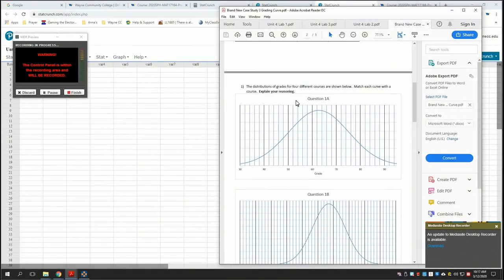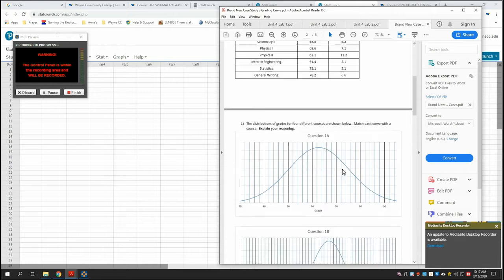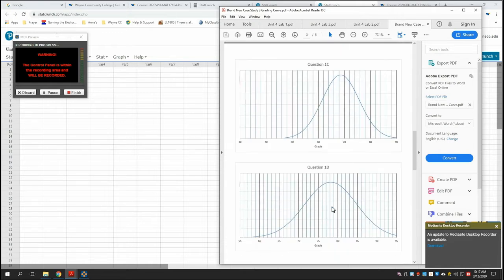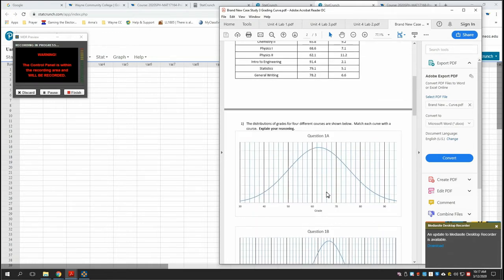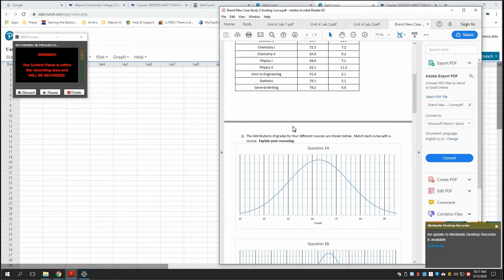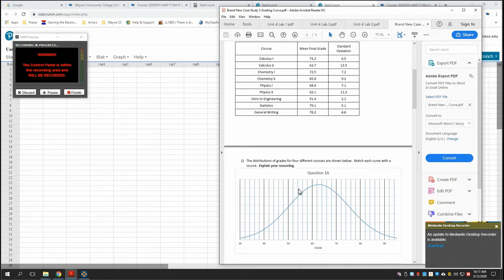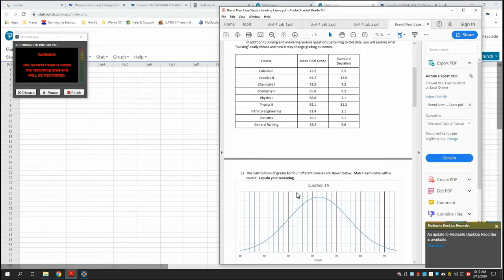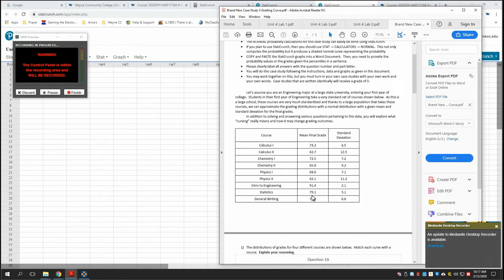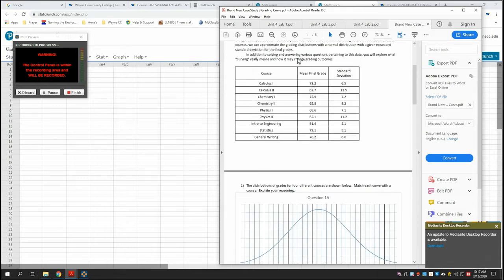So question one, questions 1A, 1B, 1C, and 1D. Now, first off, you do have to type this. Question 1A, basically it says the distributions of grades for 4 different courses are shown below. Match each curve with a course and explain your reason. Now, basically, you have to choose from any one of these.